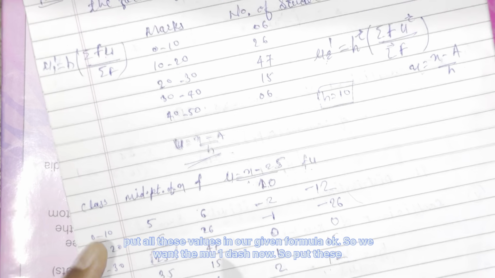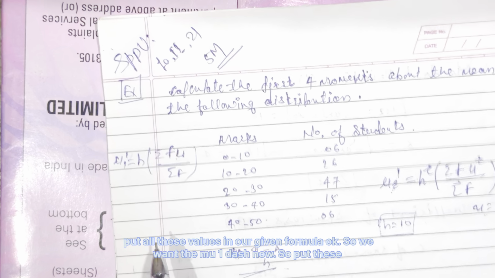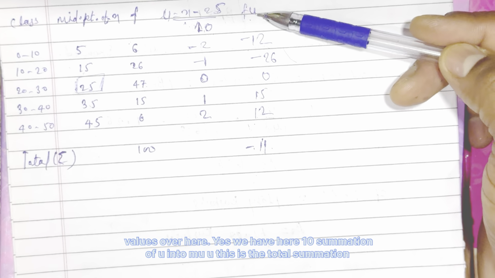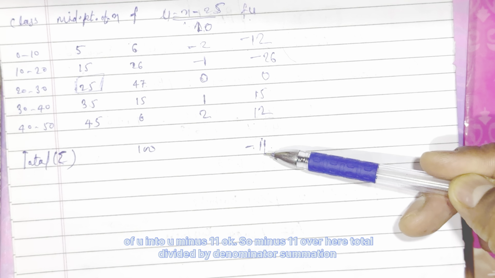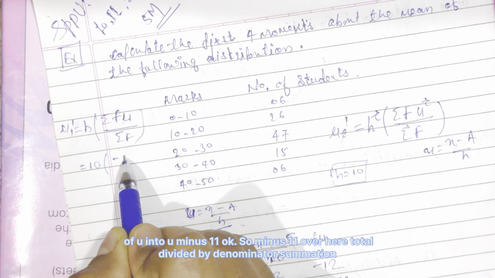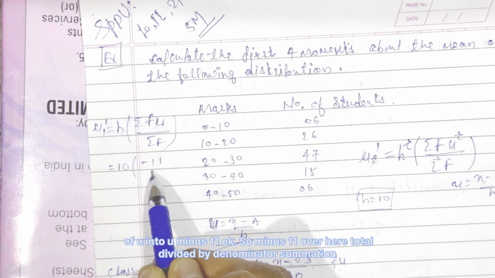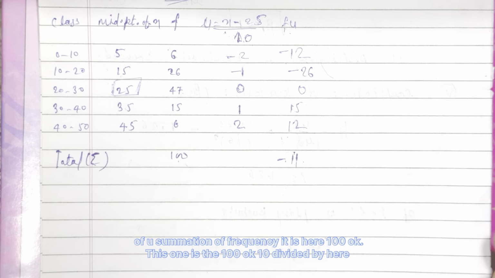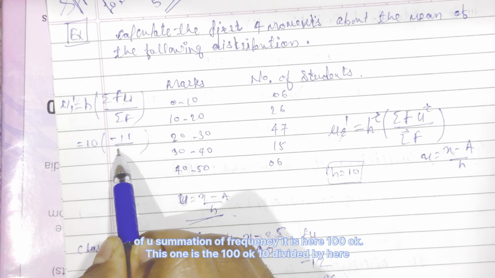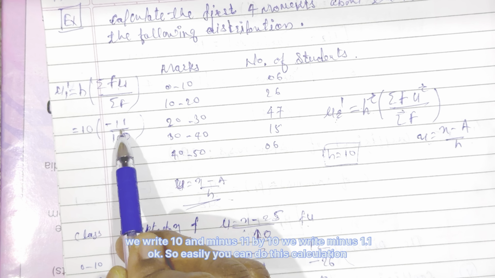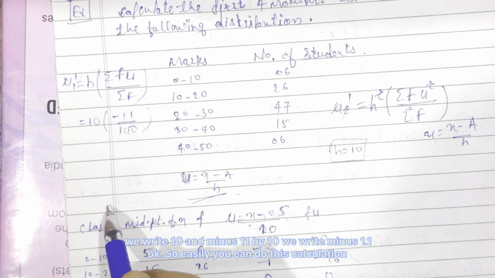We want mu1 dash now, so put these values over here. h is 10, summation of f into u, the total, is minus 11, divided by the denominator, summation of f, the summation of frequency, which is 100. So 10 divided by 100, and minus 11 by 10 we write as minus 1.1.